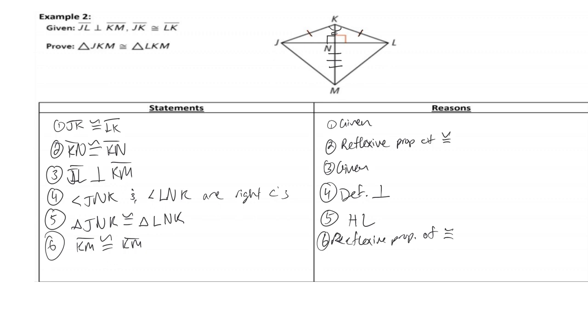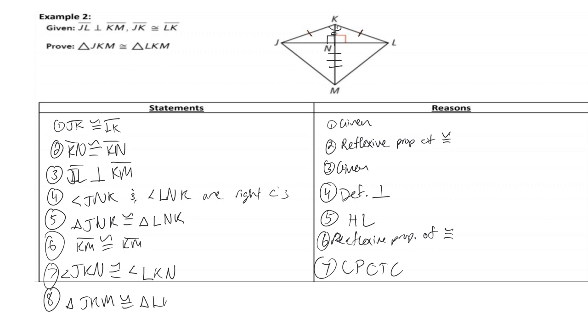And then that also tells us angle JKN is congruent to angle LKN, right? We know that by the corresponding parts of the triangle. And then the last piece is to prove that triangle JKM is congruent to triangle LKM, right?